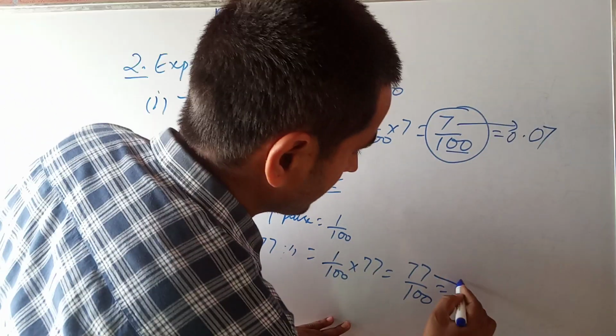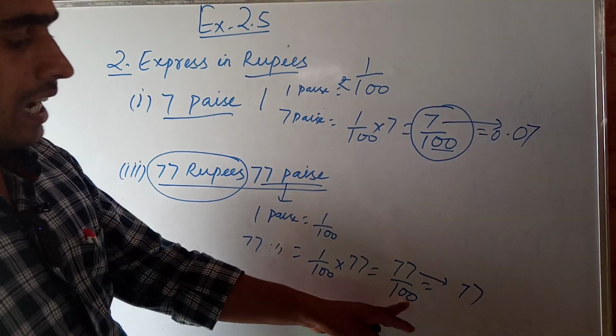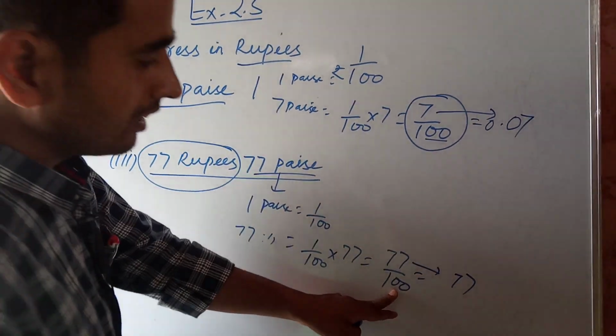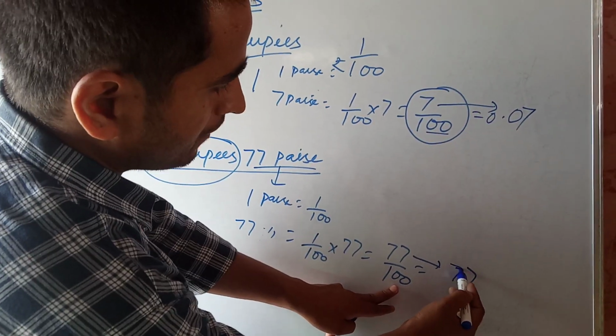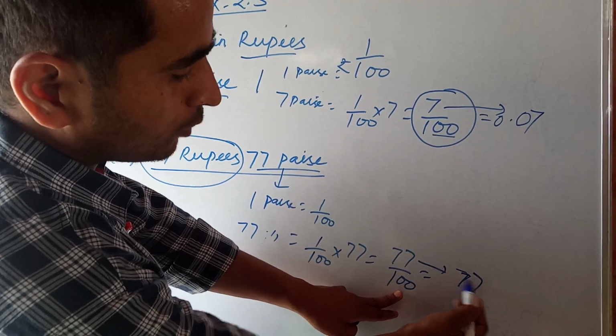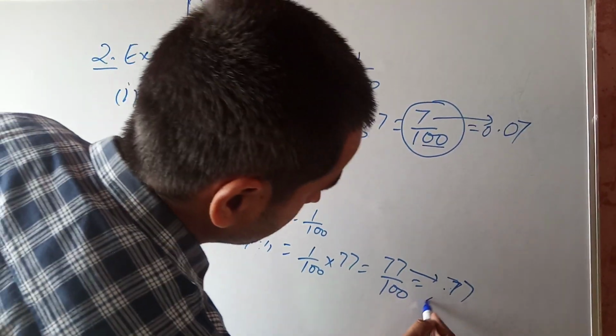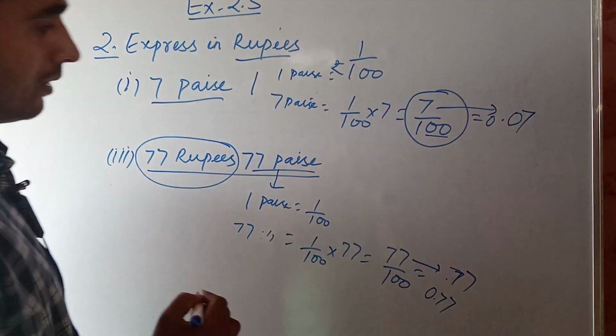So first write this number 77. After 1, here we observe that there are two zeros. So in the answer, we will put the decimal after two digits from the right. 1, 2 and decimal here. So its value is 0.77 paise.